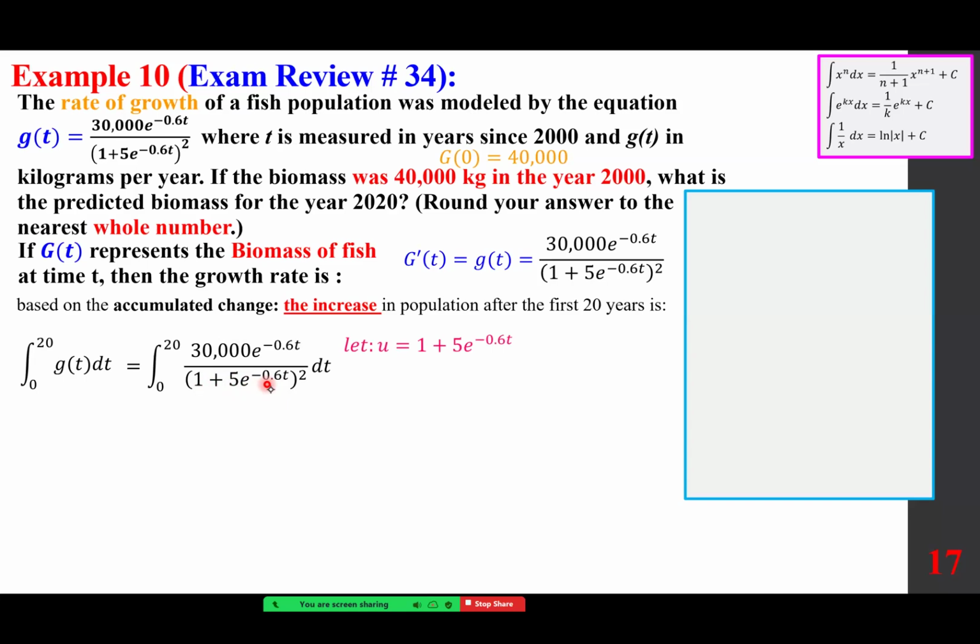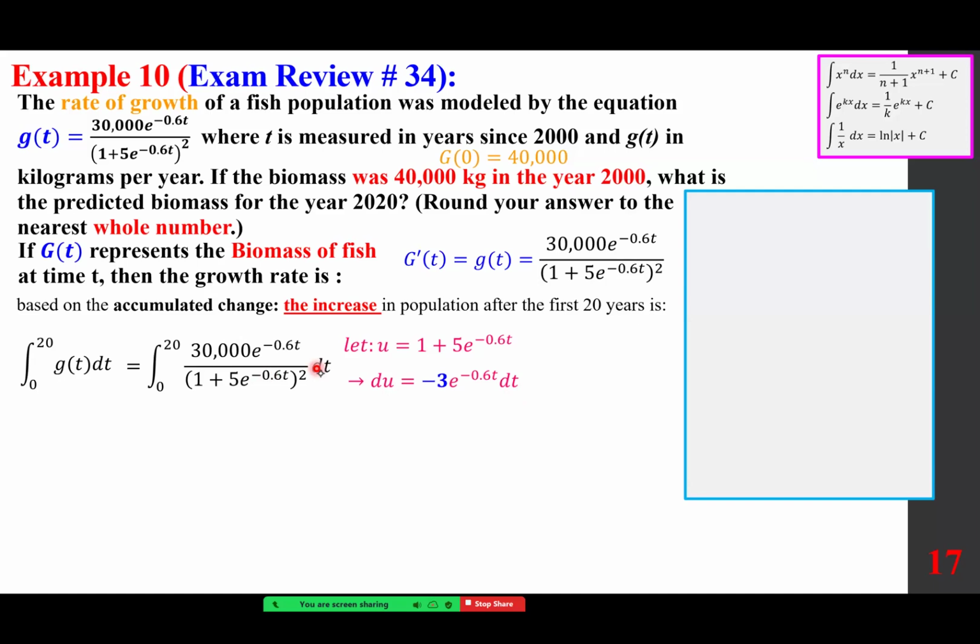So what is du? First, let's discuss the derivative of this function. The derivative of this function, remember, is itself times 5 times negative 0.6, because it is an exponential function. 5 times negative 0.6 makes it negative 3 e to the power of negative 0.6t, because 1 is a constant, it gives you 0. So the derivative is negative 3 e to the power of negative 0.6t. And then du is the same thing times dt.